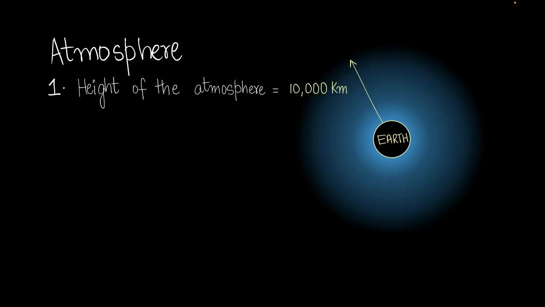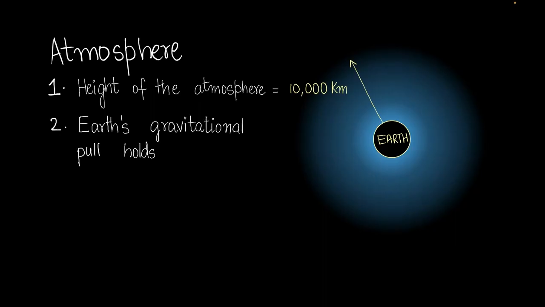So here's the Earth and here's the atmosphere around the Earth. How high do you think the atmosphere extends? Turns out the height of the atmosphere is 10,000 kilometers. You might have wondered why the atmosphere sticks around the Earth and doesn't move away into space. Well, the answer is the Earth's gravitational pull holds the atmosphere in place.